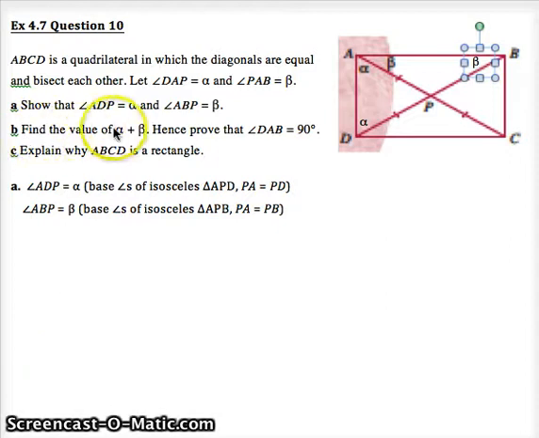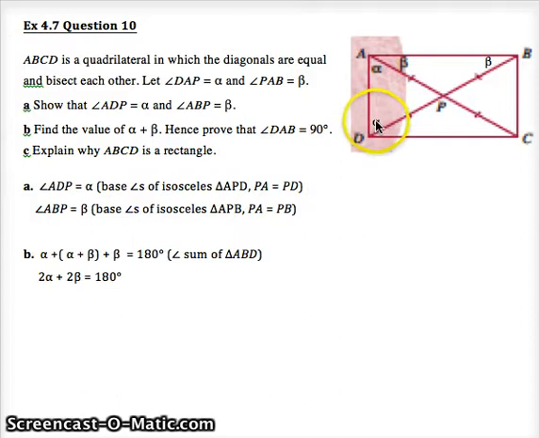Now in part B we have to find the value of alpha plus beta. When you're asked to do something like this, you either need to look for a straight line or you need to look for a triangle, because we know that the angle sum of a triangle is 180, and quite often this sort of question could also be the angle sum of a straight line. Now we can see that we've got all of the angles in triangle ABD. The angle at A is alpha plus beta, the angle at B is beta, and the angle at D is alpha. So if we just outline that triangle ABD, we've got all of the angles in that triangle, and we can write that up now.